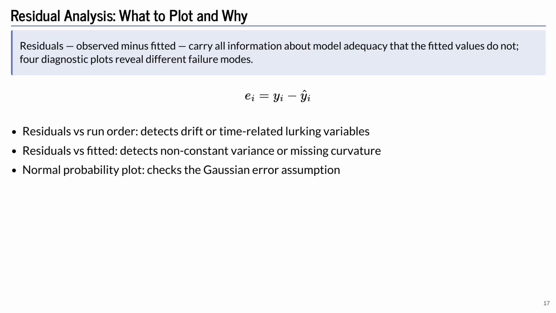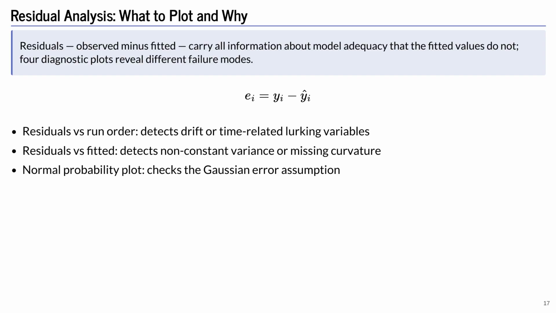We have a fitted model and a prediction equation. The next question is, does the model actually fit the data well? Are there patterns in the data that the model has missed? Residual analysis is how we answer that. A residual is simply the difference between what was observed and what the model predicted. e_i equals y_i minus y-hat_i. If the model is correct, the residuals should look like random draws from a normal distribution with mean 0 and constant variance. Any departure from that picture is a signal that something is wrong.